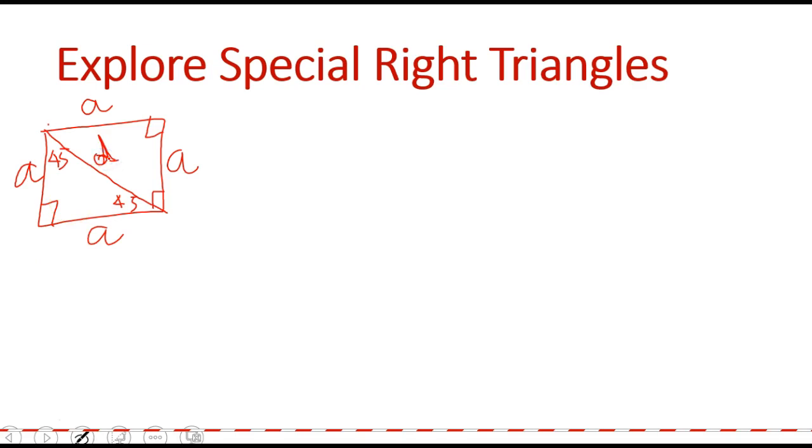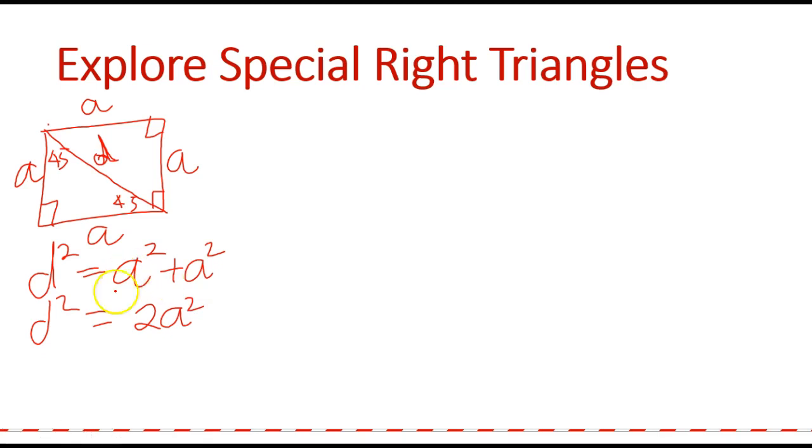Let's label it D and find it using the Pythagorean theorem, because with the Pythagorean theorem we can find any length. The diagonal is going to be the hypotenuse because it is opposite the right angle. So D squared is equal to A squared plus A squared. So D squared is equal to what? 2A squared. There are two of them. Since they are like terms, we can add them together.